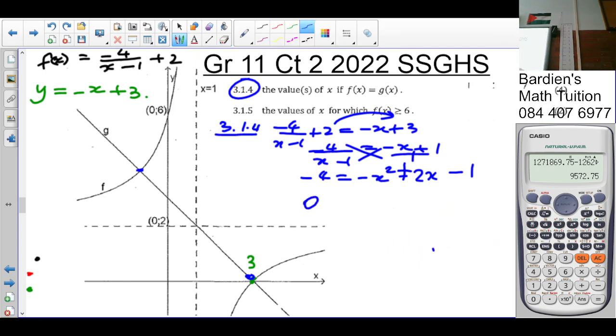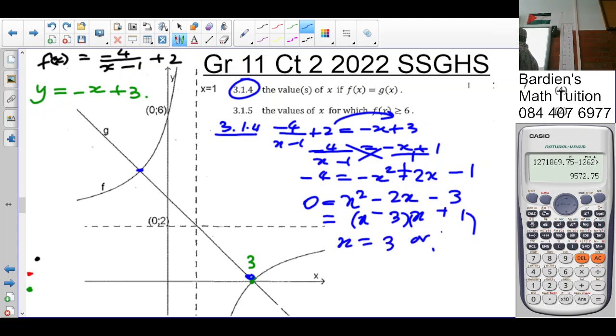So that gives us 0 is equal to, take everything to the left hand side, x squared minus 2x minus 3. So it's a trinomial, so it's x and x, 3 and 1, minus plus. So x is equal to 3 or x is equal to negative 1. Which now confirms again this point here.